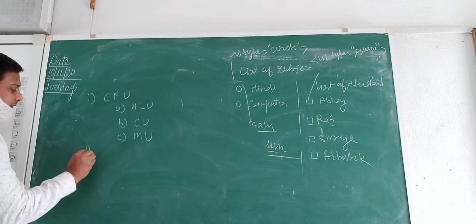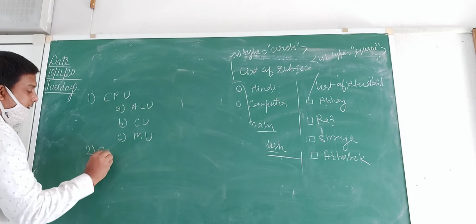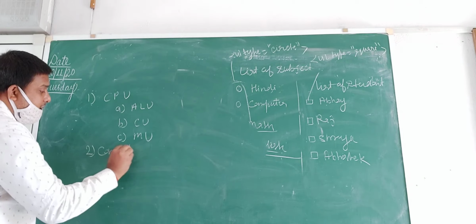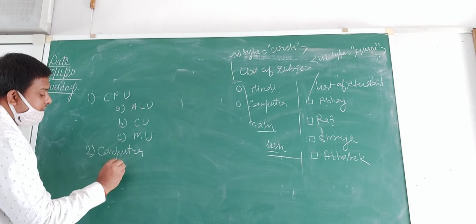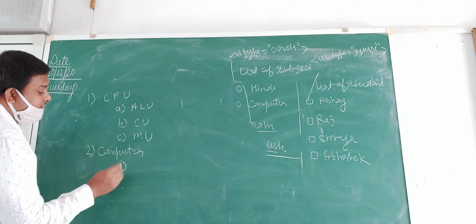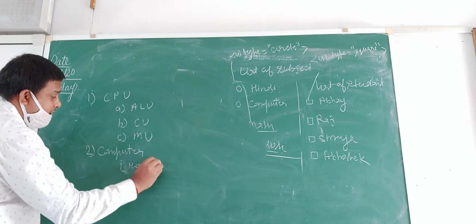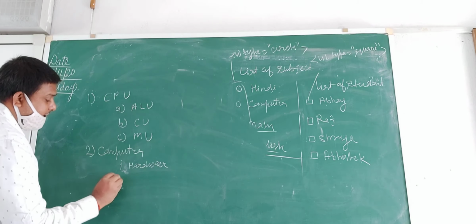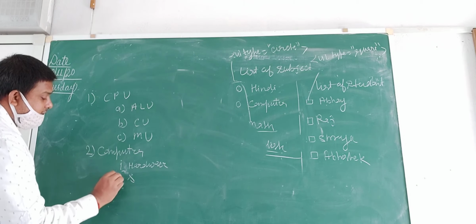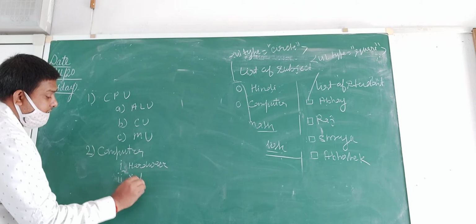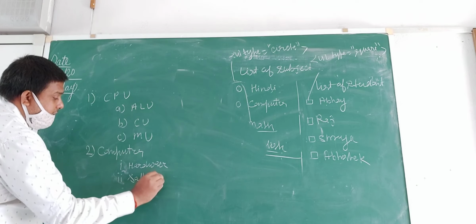Then the second one we have a what? Computer. And in the computer, the first one we have a what? Hardware. And the second one is a what? And this is a Roman number. Second one we have software.